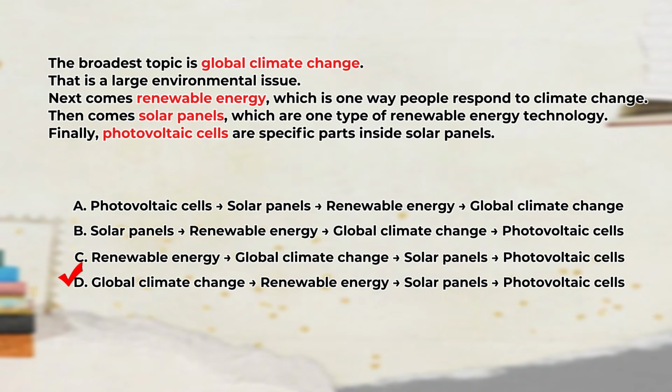The broadest topic is global climate change. That is a large environmental issue. Next comes renewable energy, which is one way people respond to climate change. Then comes solar panels, which are one type of renewable energy technology. Finally, photovoltaic cells are specific parts inside solar panels. This question checks whether students can organize ideas from general to specific, which is important for planning, research, and writing.